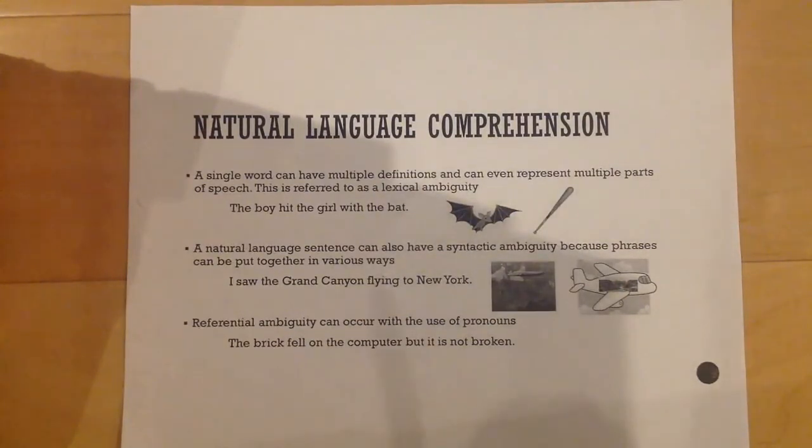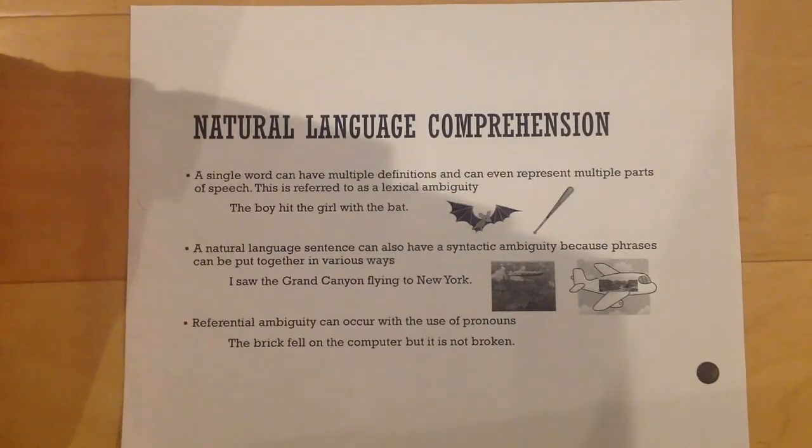down to context. A natural language sentence can also have syntactic ambiguity because phrases can be put together in various ways. I saw the Grand Canyon flying to New York. So is that you were flying and you flew over the Grand Canyon, or did the Grand Canyon get on a plane and take a flight to New York? Now, probably not. There's not a lot of flights happening right now, so I don't know why you were on a flight, and I don't know why the Grand Canyon was on a flight. You're both supposed to be self-quarantining at home, but these things happen.